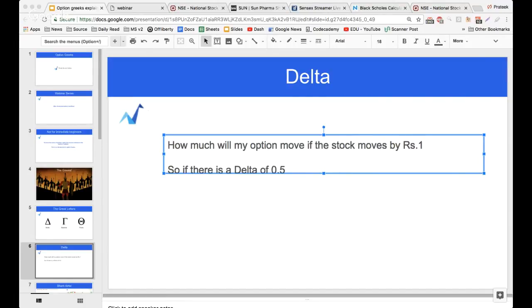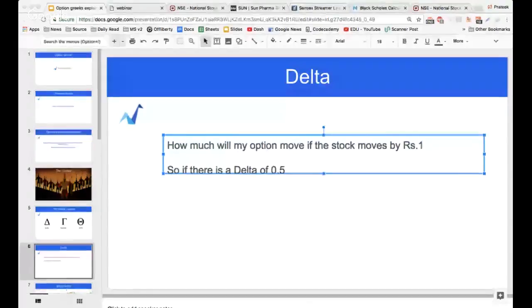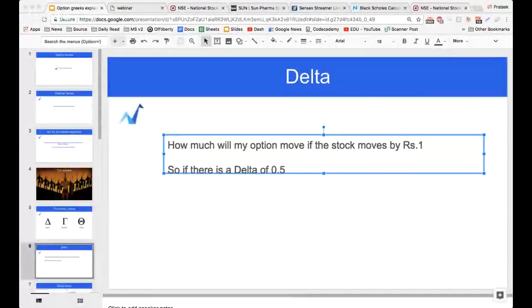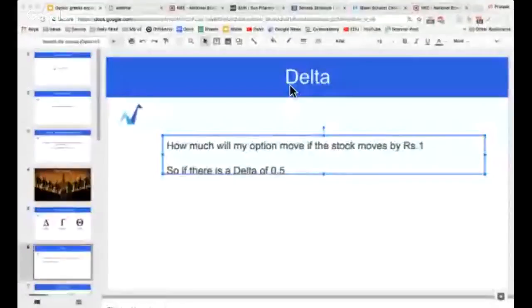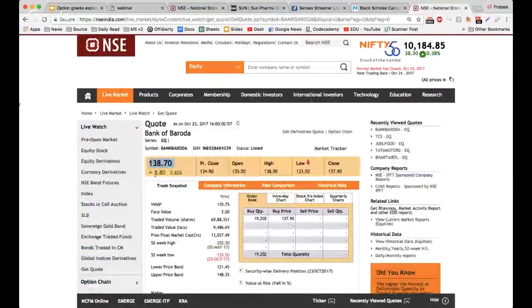That's right. So here's what it basically means: if the stock moves by 1 rupee, the option will move by 50 paisa. Let me say that again. If the delta is 0.5, that means if the stock moves by 1 rupee, so if Bank of Baroda moves from 138.7 to 139.7, the option will move by 0.5. Asterisk, conditions apply. I'll tell you what the conditions are.